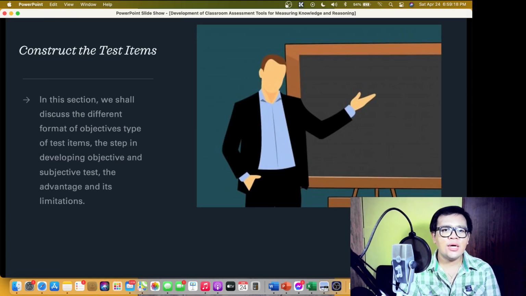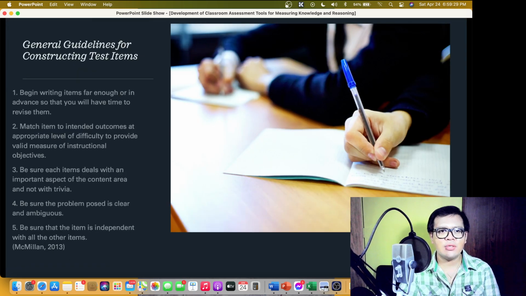So, construct the test item. In this section, we shall discuss the different formats of objective types of test item. The steps in developing objective and subjective tests, and their advantages and limitations. So, general guidelines for constructing test items.